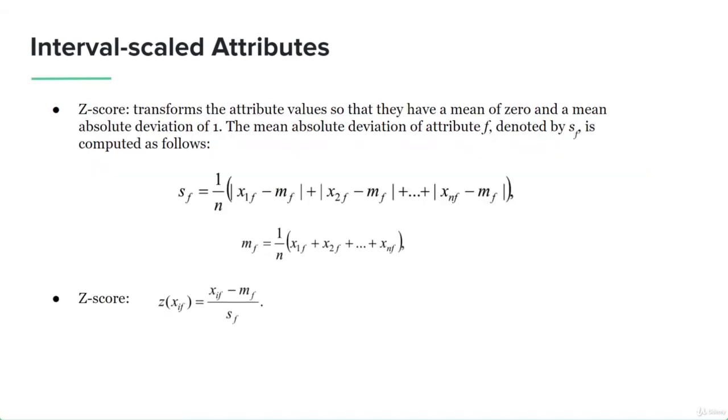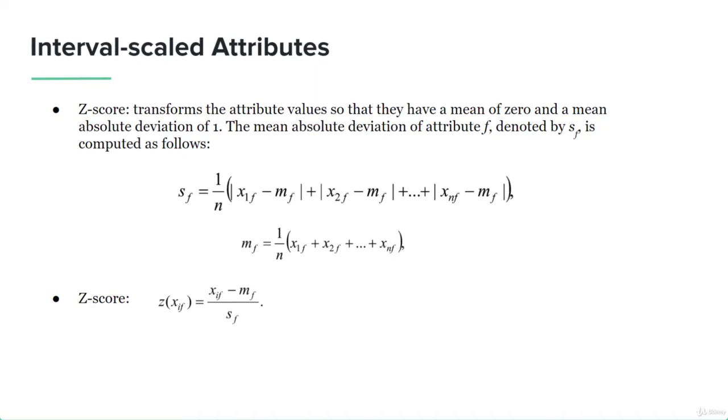The z-score transforms the attribute values so that they have a mean of 0 and a mean absolute deviation of 1. The mean absolute deviation is denoted by sf as follows. So this is the formula for the z-score. If all of these values have mean 0, they become more centered, and since the standard deviation is 1, the spread is more normalized. In this way, it becomes easier to perform operations and computations as well.